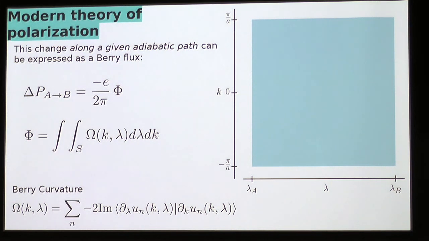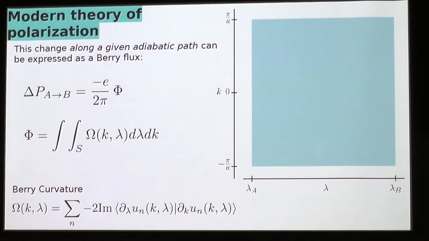That slide that Ron kind of glazed over, I'm going to just set up the notation that we're going to need here. So the modern theory tells us that for a given adiabatic path, we can express the change in polarization as this Berry flux. Here I'm only looking at the electronic part, and for the moment only in one dimension. So we have this Berry flux given by this capital Phi, which is the integral of the Berry curvature on this 2D surface here. The Berry curvature is given down at the bottom in terms of the Bloch wave functions here.